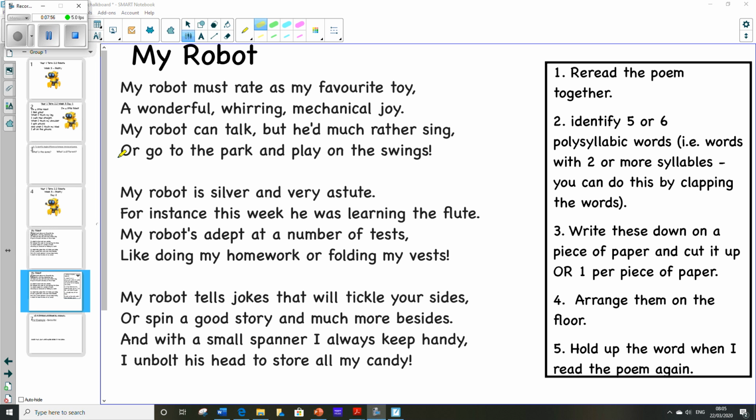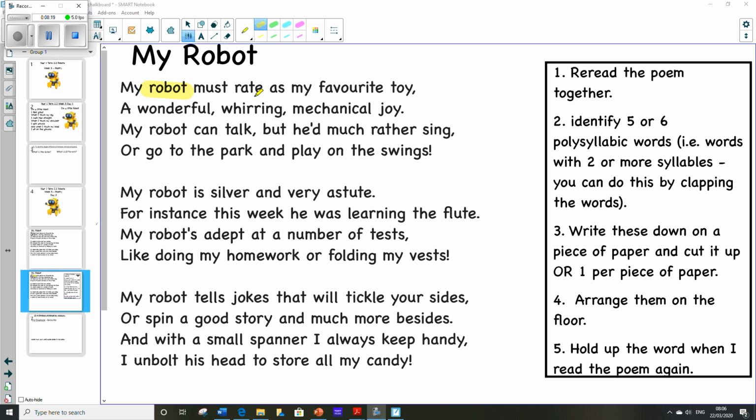So here's the example of the first polysyllabic word, and it's, you've guessed it, robot. And now grown-ups, if you want to pause the video while you read over and identify your chosen 4 or 5 words. Okay, so here we go. Let's have a go at holding the words up as we read it, and I'm going to highlight them as we go along.